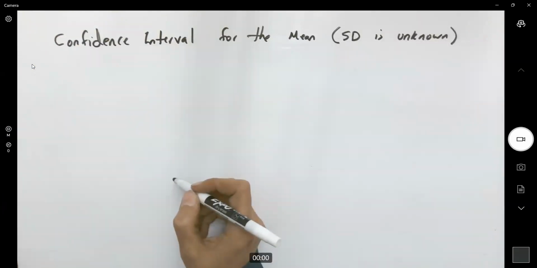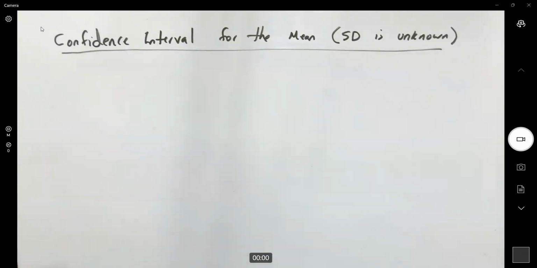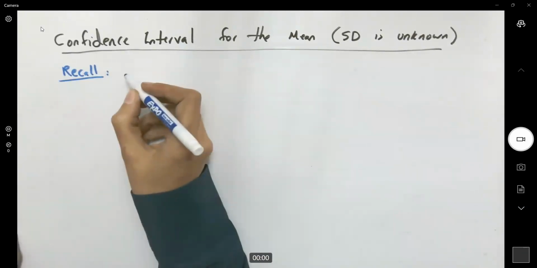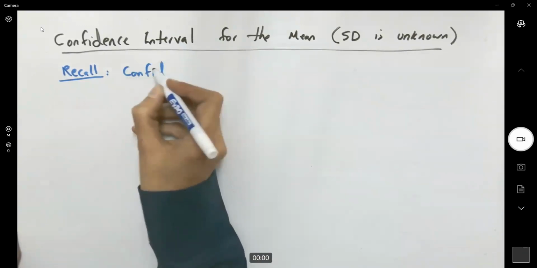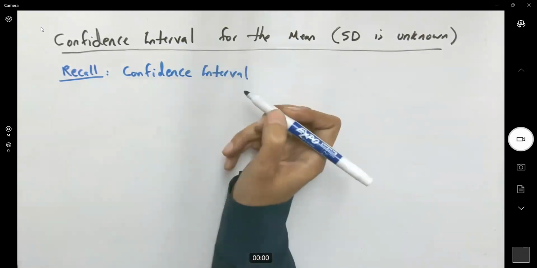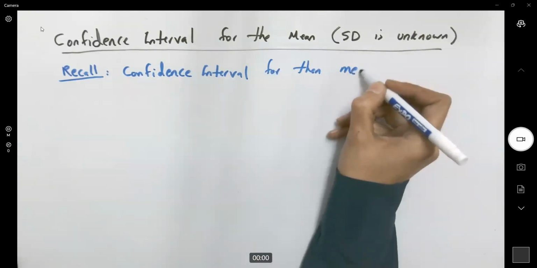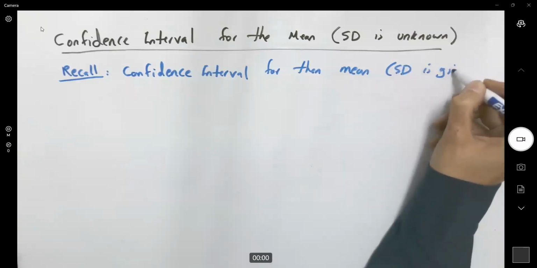Very good. So far we learned that. Let's do the recall as well. Recall that in previous chapters, we were interested in constructing the confidence interval for the mean, but we had the case that the standard deviation is given to us. It is known.